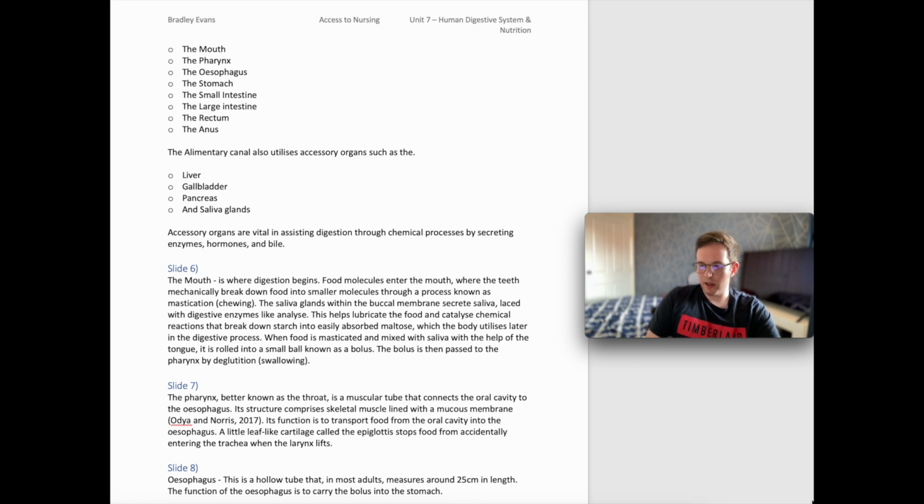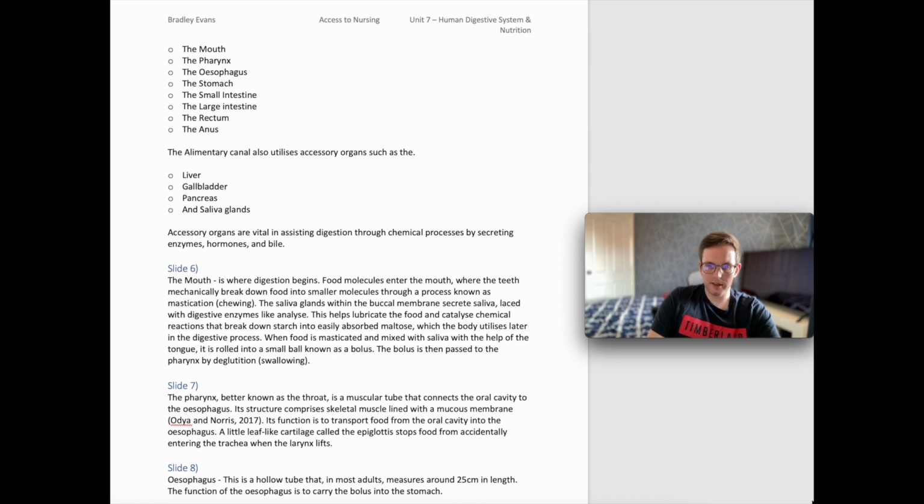And remember here, in the processes of mechanical and chemical digestion, it says that you need to include optimum conditions for enzymes, and you must at least discuss 2 specific enzymes. So I've discussed amylase there. This helps lubricate the food and catalyze chemical reactions that break down starch into easily absorbed maltose, which the body utilizes later in the digestive process.